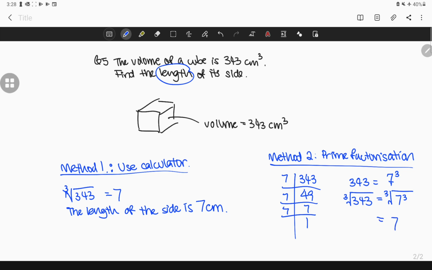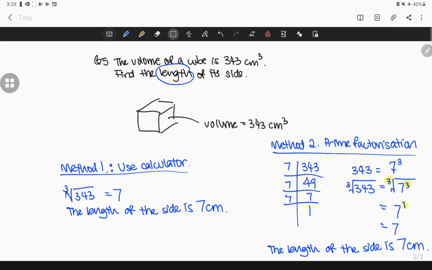And this would then be equal to, because there's a 3 here, there's a 3 here, all you need to do is 3 divided by 3 to give you 1. And 7 to the power of 1 is just simply 7. And of course you have to write that the length of the side is 7 centimeters as well. So like that. The end. So remember to have your concluding statement because you are looking for the length.